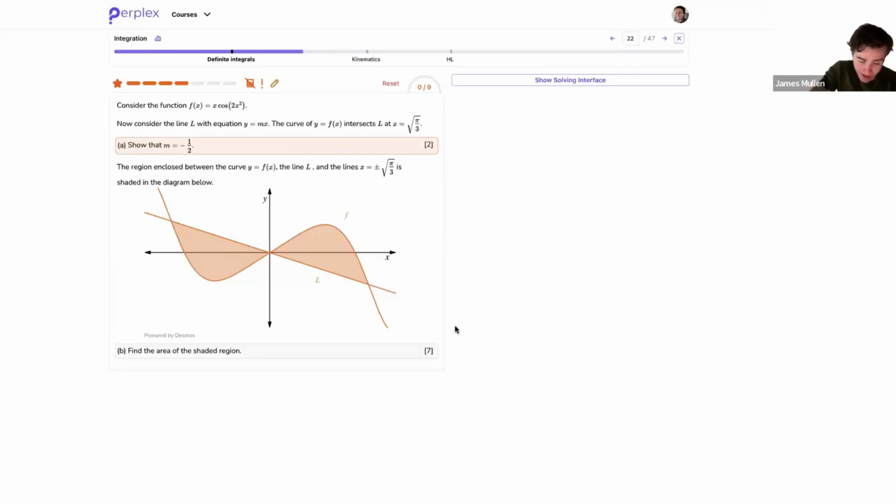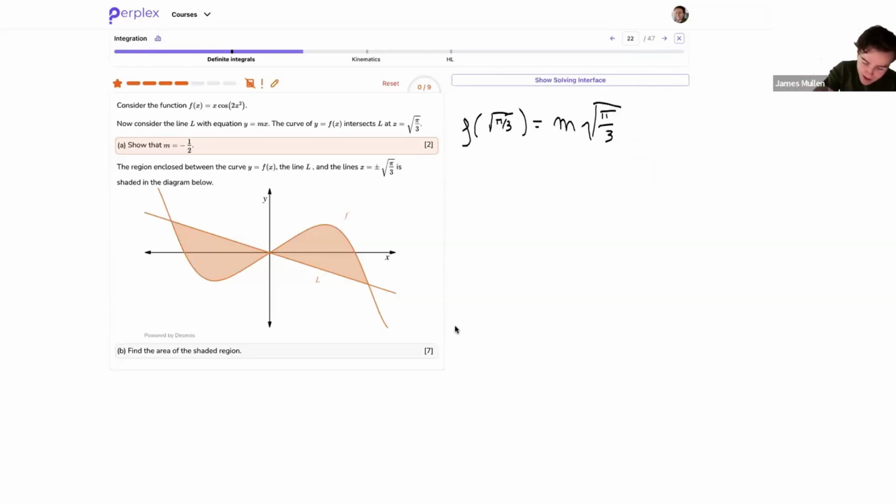So if the curve intersects at square root of pi over 3, that means that f of square root of pi over 3 is equal to m times the square root of pi over 3. Okay, the lines are equal there. And what is f of the square root of pi over 3?